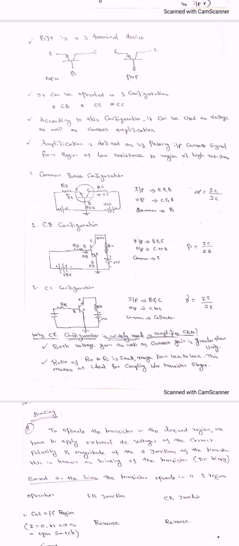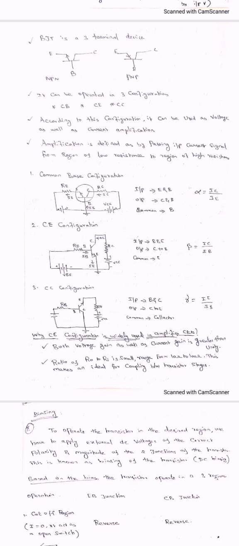And third one, common collector configuration. So in this circuit, the base terminal is input, emitter terminal is output, and collector terminal is common. So based on these terminals, the input is given to the base and collector terminal. Output is taken from the collector to emitter terminal. So collector terminal is common to both input and output.